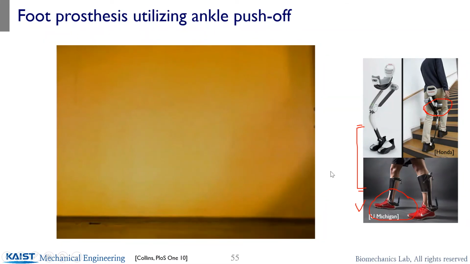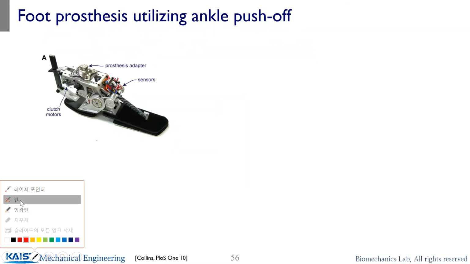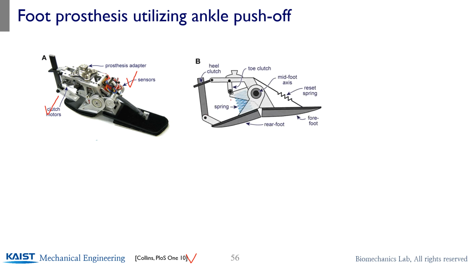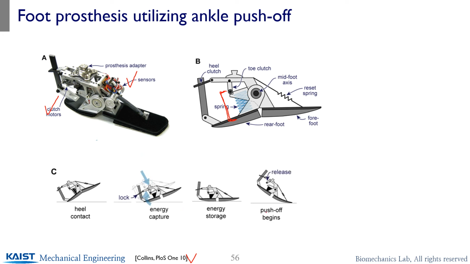So this is the passive structure, and the details of the structure are well explained in this paper. For those who are interested, I strongly recommend you search for the article and read it. Sensors sense the gait phase, and there are clutch motors that make the energy stored in the spring in the beginning phase of the gait phase and then release it when it reaches the push-up. So you have a heel contact, energy captured and stored, and when the push-up begins, it's released. Those stored energies are released, and the energies are provided to the subject.